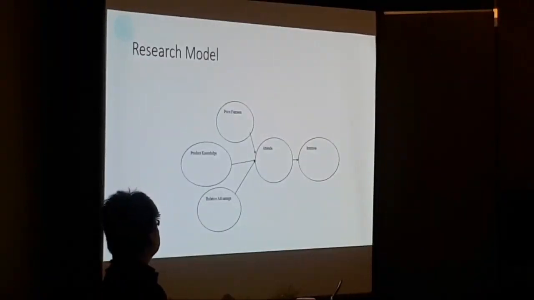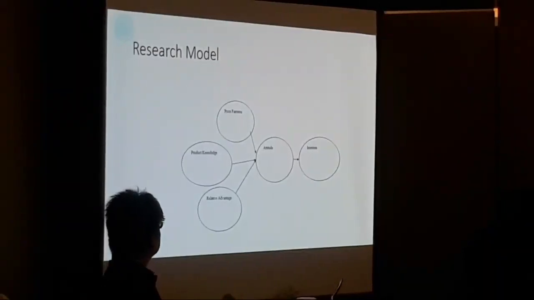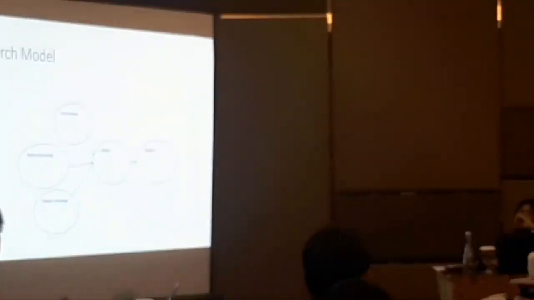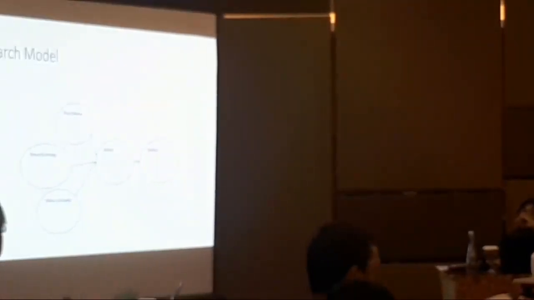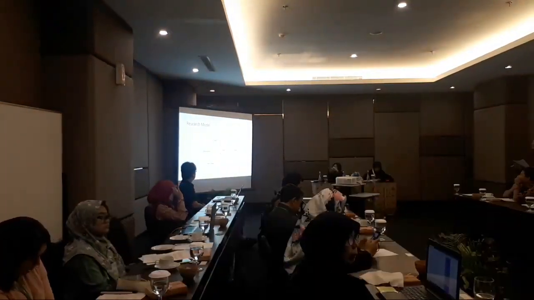Next, from some variable, we construct a model. That is the research model. There are three independent variables: price fairness, product knowledge, and relative advantage. And the next variable is attitude, and the dependent variable is intention. In this case, intention to use Pertalite.